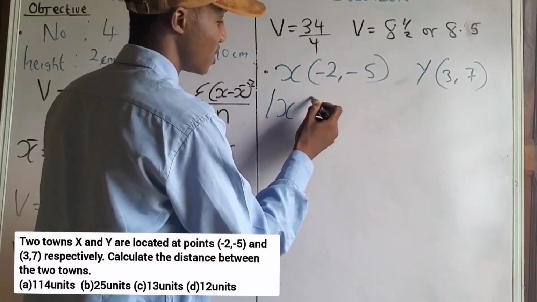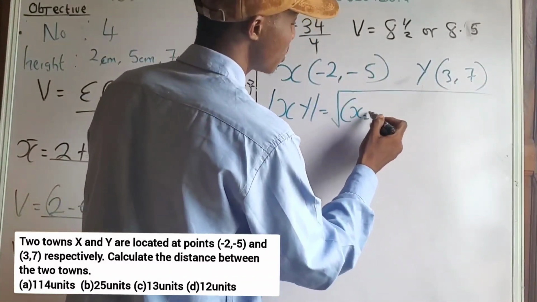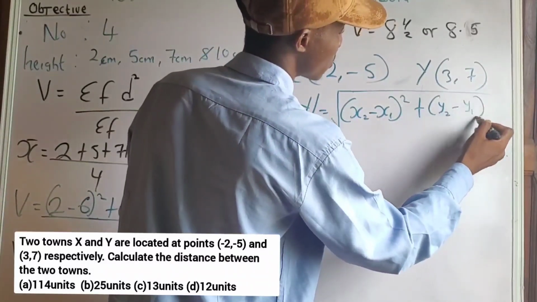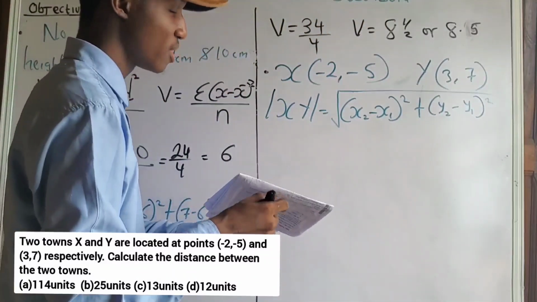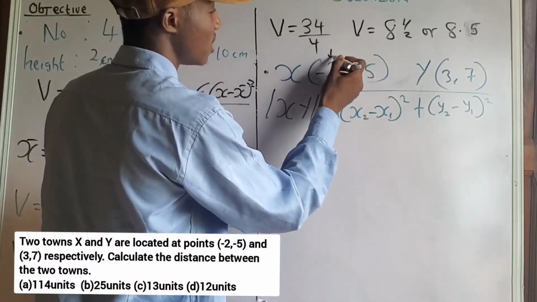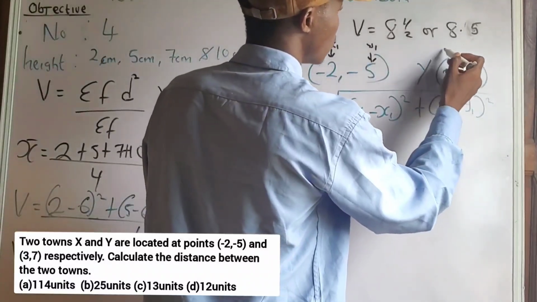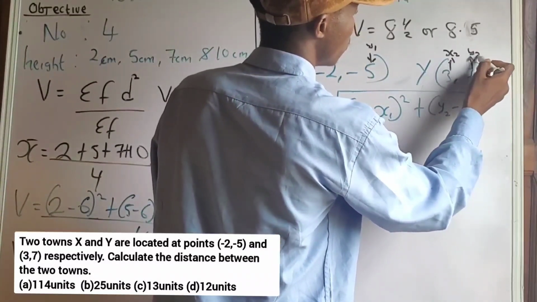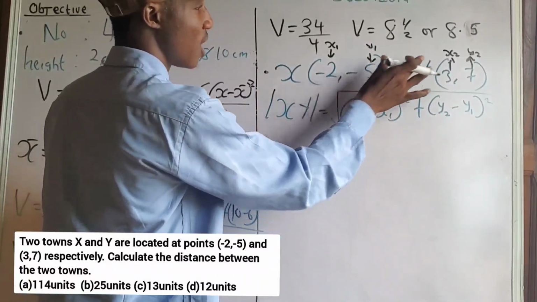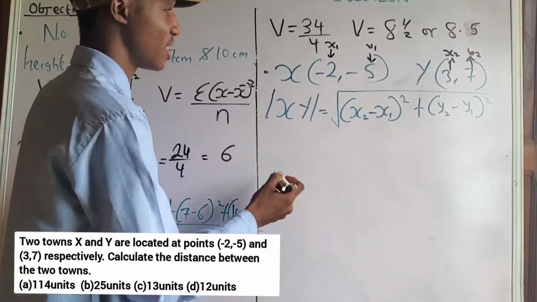The distance between X and Y is equal to the square root of (x2 minus x1) squared plus (y2 minus y1) squared. Now listen to me carefully. This one that you see here is known as x1, this one is y1, this one is x2, and this is y2. All you have to do is substitute the values that you have here into this formula and get the distance between the points X, Y. Do you understand? Okay, let's go.